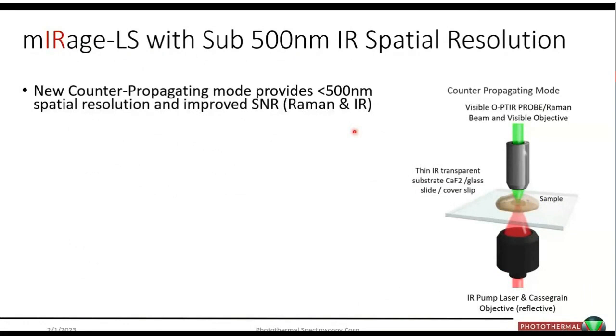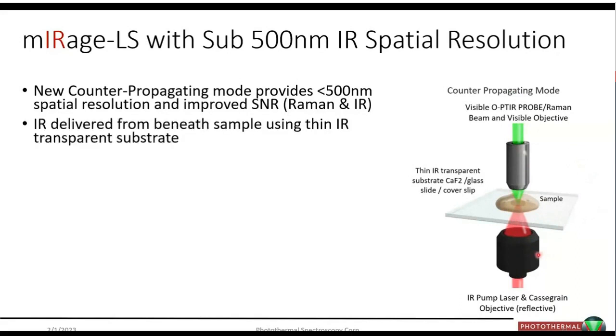So what we mean by this is, what I showed you up until now is really where the infrared and the green come from the top. Remember, if you cast your mind back a few slides, where I was showing you those green and red rays coming down from the top of an objective. Well, now we've flipped that around. We now have the option to bring the infrared from the bottom. The probe always comes from the top, but you can switch the direction of your infrared. So we call that counter-propagating mode.